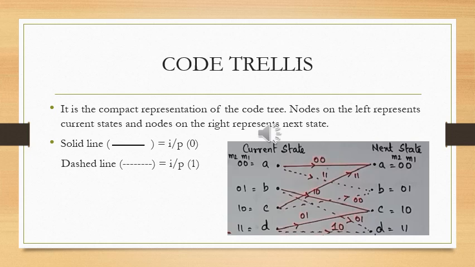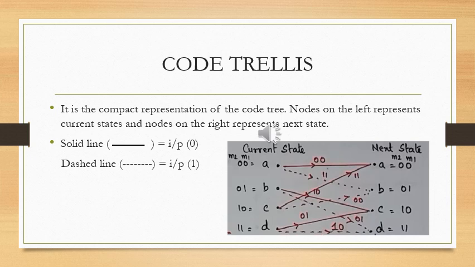So if the encoder is in current state A and an input 0 is given, then the next state will also be A with the output, that is V1, V2, equal to 0, 0. So that is represented with a solid line, and on the line the output V1, V2 is marked. So from current state A, the encoder goes into the next state A with the output equal to 0, 0.